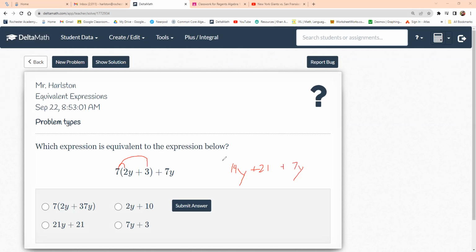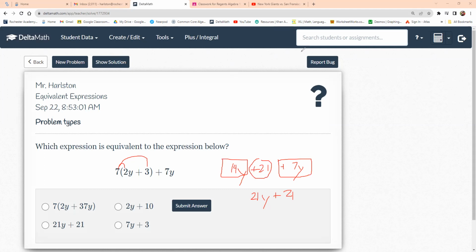Now, basically what we're going to do is box up everything that has a variable. So that's going to be these two. And then everything else goes in a circle. So what we have here is 14y plus 7y, so that's going to be 21y. And then the circle part is 21. Now, we can't do anything else. You can't combine this because one has a variable and one doesn't have a variable. So the answer would be this one.